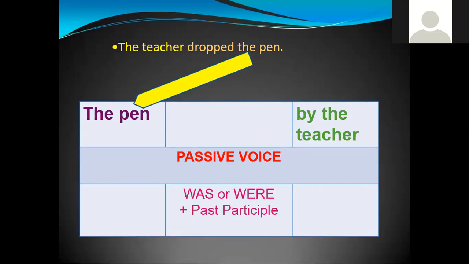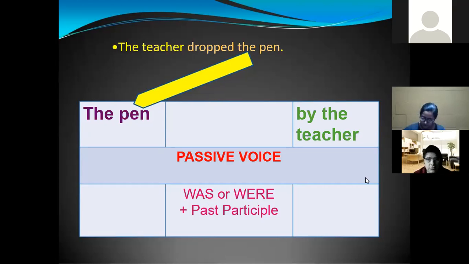Why was and not were? Why do I choose the third person? Yes, the third person of the pen or the teacher? The pen. Excellent, very good. All right, so you need to understand that too. The be verb will depend on this one right here, okay? So if this is singular, you're going to choose was. If this is plural, you're going to choose? Were. Were, very good.